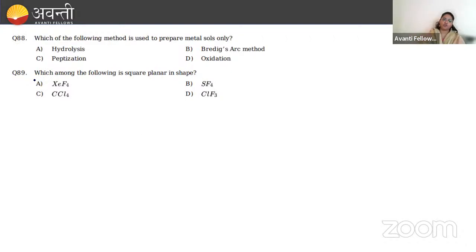Which of the following methods is used to prepare metal sols only? So which method do we use here to form metal sols? Colloidal sols. Yes: hydrolysis, peptization, oxidation. Yes, very good. So what is the answer here? Bredig's arc method is used for preparation of sols. Colloidal solutions of metals like gold, silver, platinum, all these are made by using Bredig's arc method.